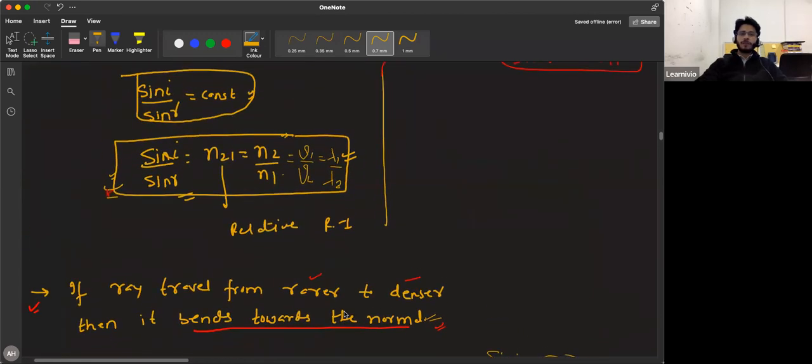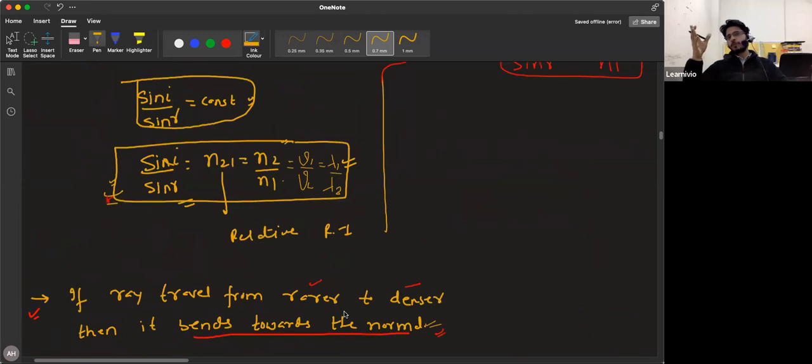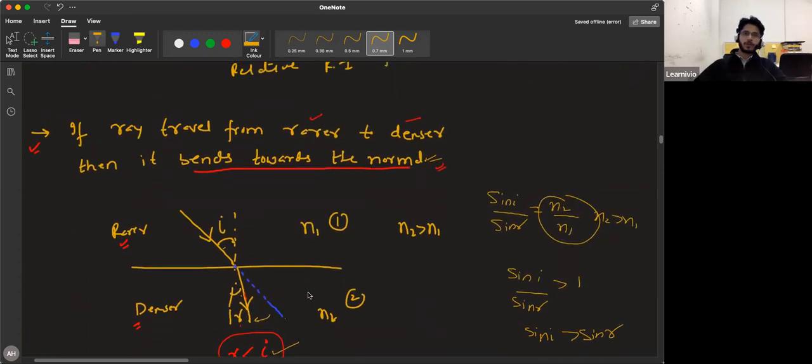Okay, then there are some facts. If rays travel from a rarer to a denser medium, then they bend towards the normal. But if they travel from a denser to a rarer medium, then they bend away from the normal. A rarer medium means a medium having a smaller value of refractive index. A denser medium means a medium having a greater value of refractive index. So if it travels from rarer to denser, this is the rarer medium, this is the denser medium.